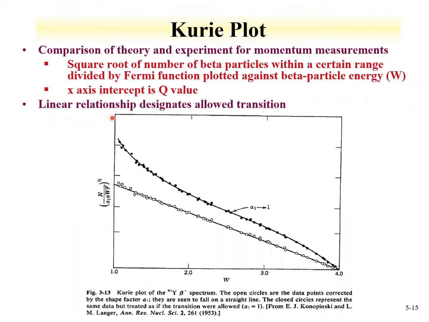If the relationship is linear, such as here, that's going to be an allowed transition. If it's nonlinear, that's going to be a forbidden transition. The other thing that's an observation of the Kurie plot is that the x-intercept winds up being the Q value for the decay.